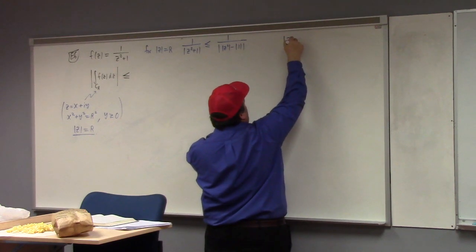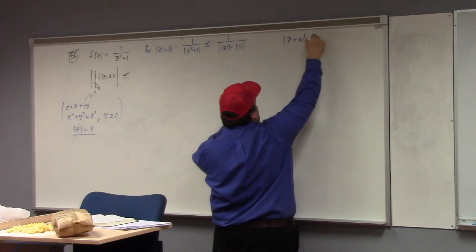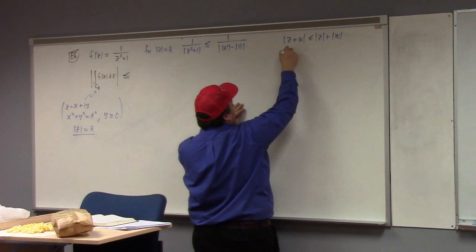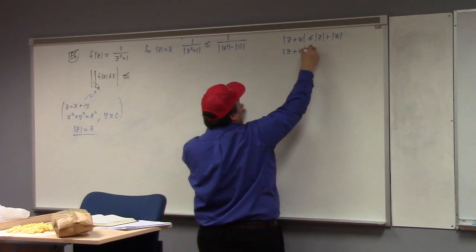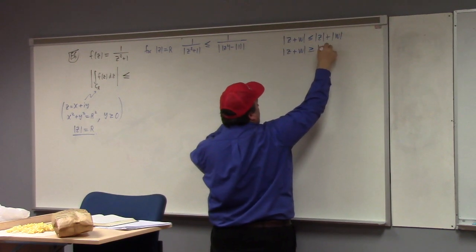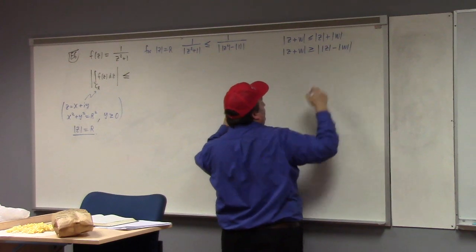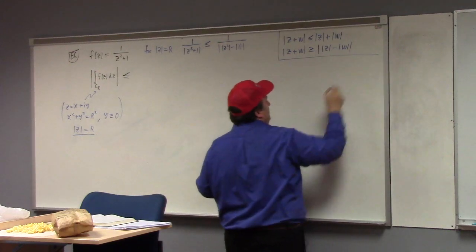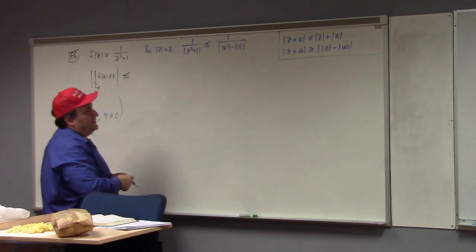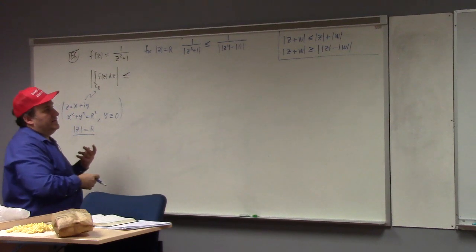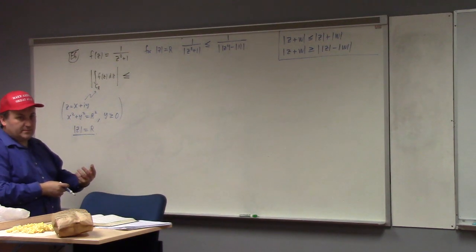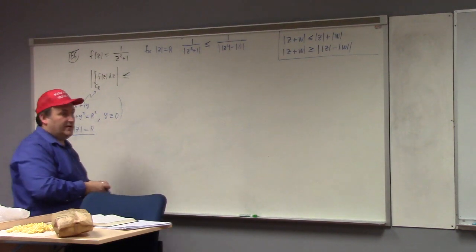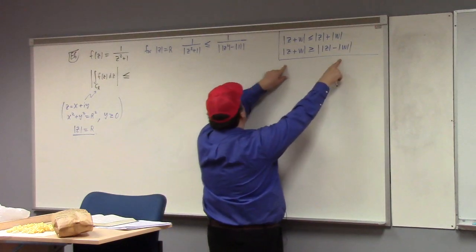If we have the modulus of z plus w, that's less than or equal to mod z plus mod w, right? But we also have another relation, which is if you have something plus something, it's greater than or equal to the absolute value of the difference of the moduli. Right? So we can use the latter one there to make the denominator smaller. If we make the denominator smaller, it makes the fraction bigger. Right? So I'm using this idea right here.